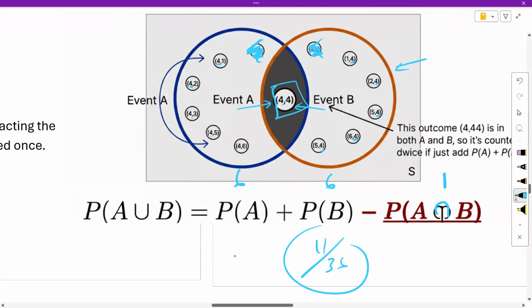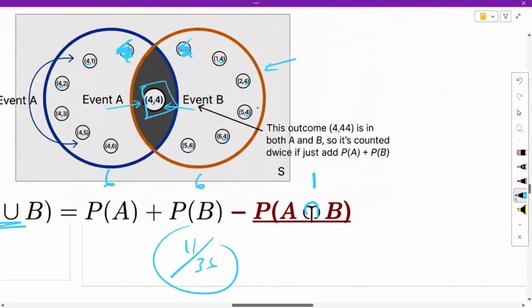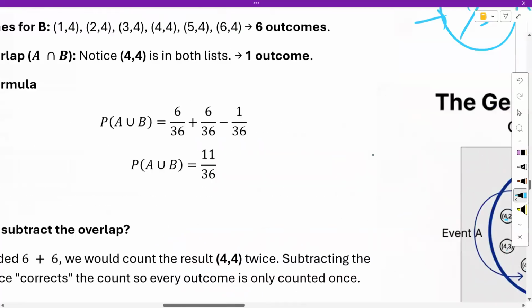So this is actually the probability of A union B, sorry, probability of A or B. The outcome 4 comma 4 is in both A and B, so it is counted twice if we just add probability of A and probability of B. So here it is.